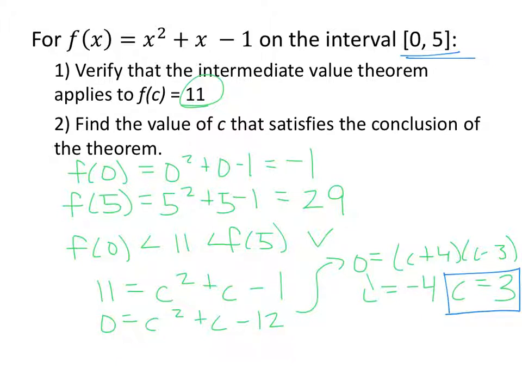And anytime you're asked to do an intermediate value theorem problem like this, you need to show me very clearly that this is true, and then you can show me the work to solve for c.